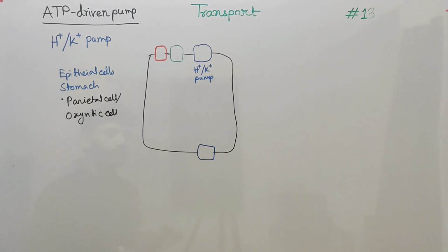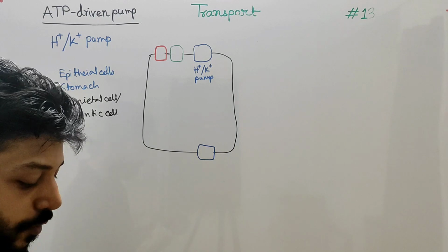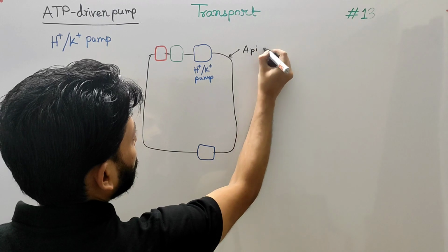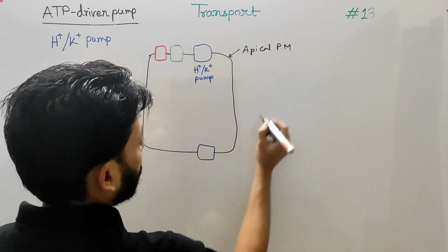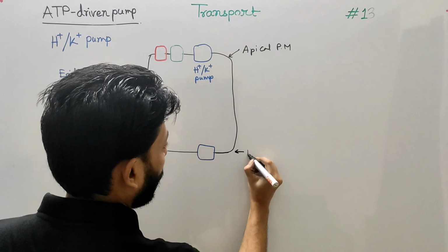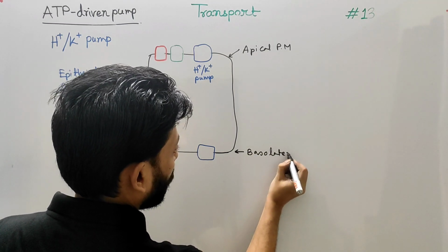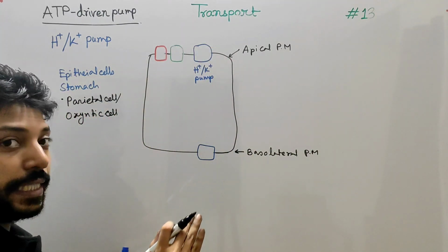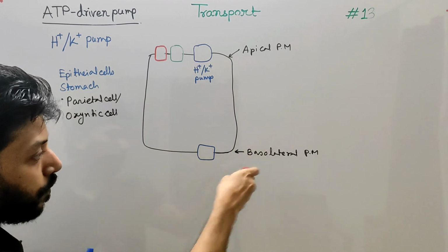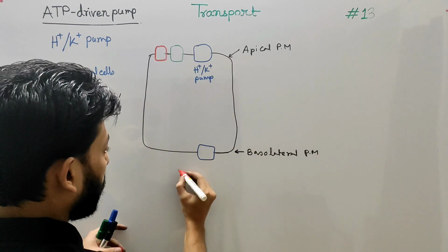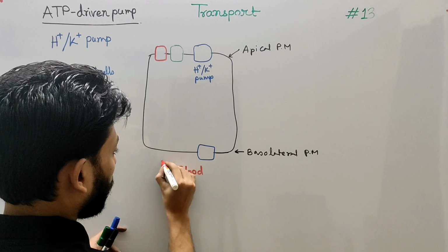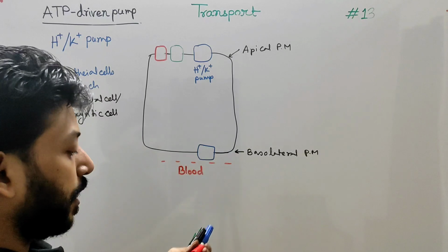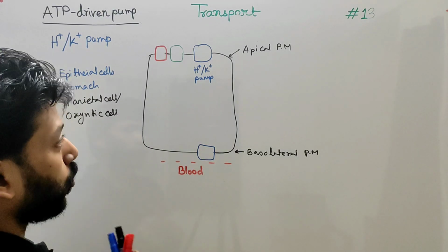Now this cell is an epithelial cell, and one thing you have to understand is that this portion of the plasma membrane is called the apical plasma membrane, and this portion is called the basolateral plasma membrane. Why is it important? Because these two portions of the cell face different things. The basolateral plasma membrane of this oxyntic or parietal cell faces the blood, so here is blood present, and the apical plasma membrane faces the lumen of the stomach, so stomach lumen.